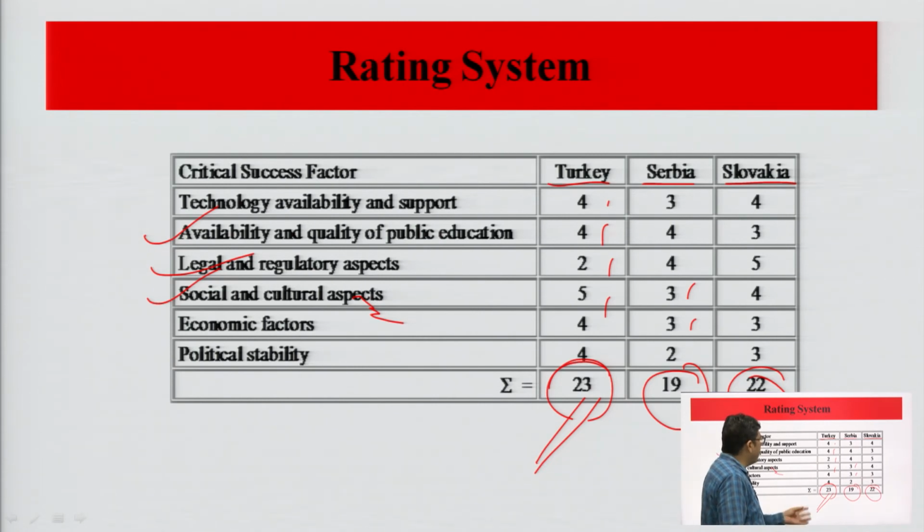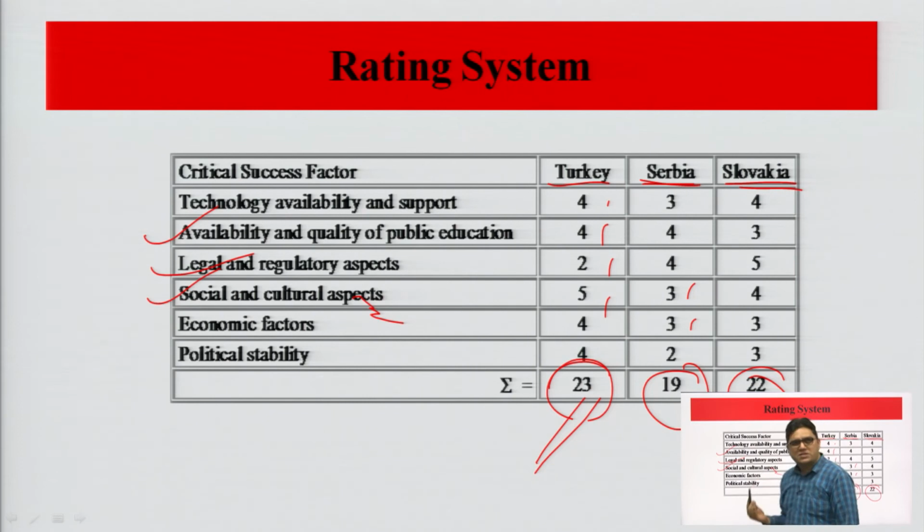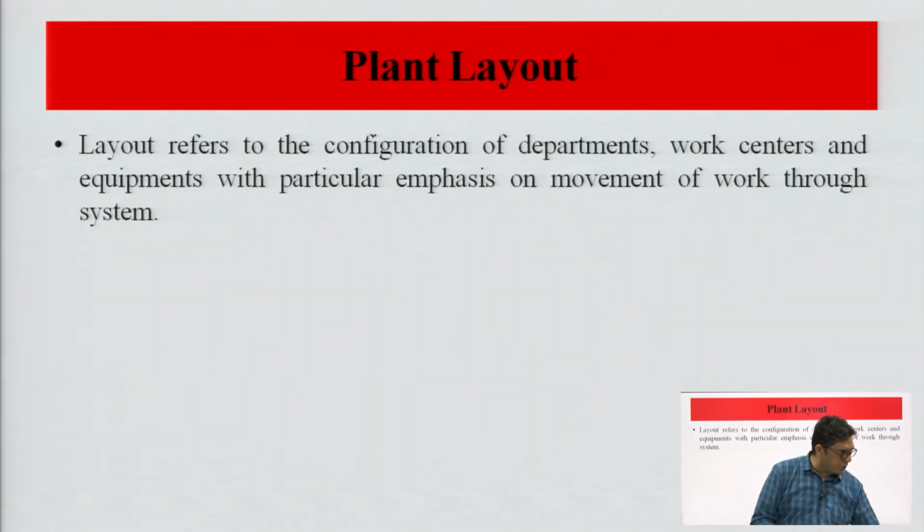So, an investor will prefer Turkey as compared to Serbia and Slovakia, because several factors are more favorable in Turkey as compared to Serbia and Slovakia. So, this is the rating system. We can rate and we can find out the maximum location.